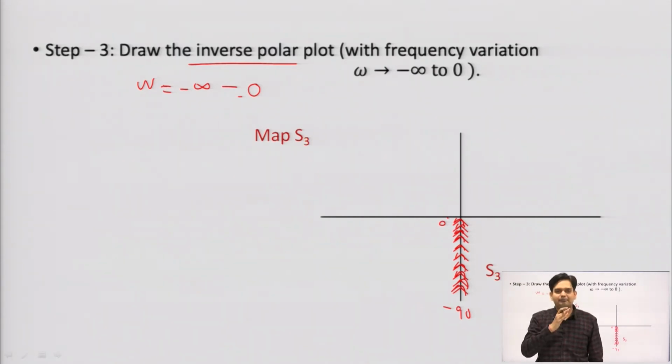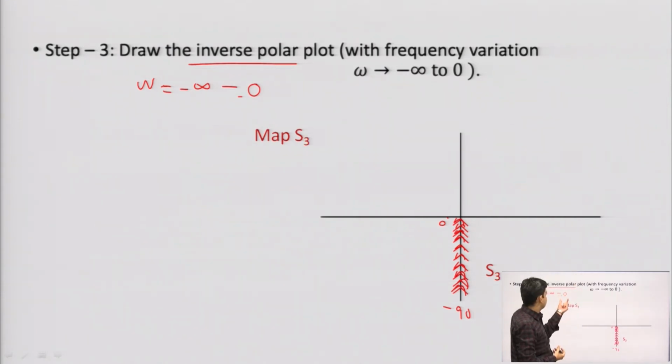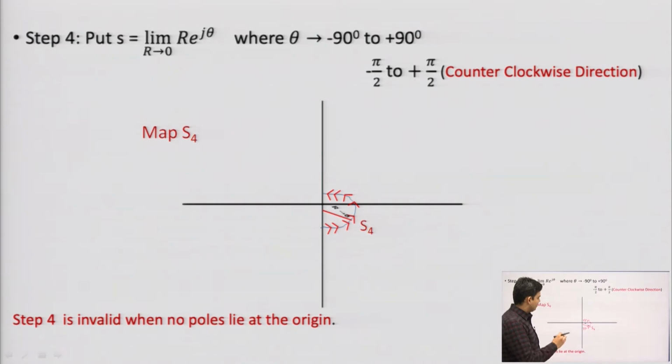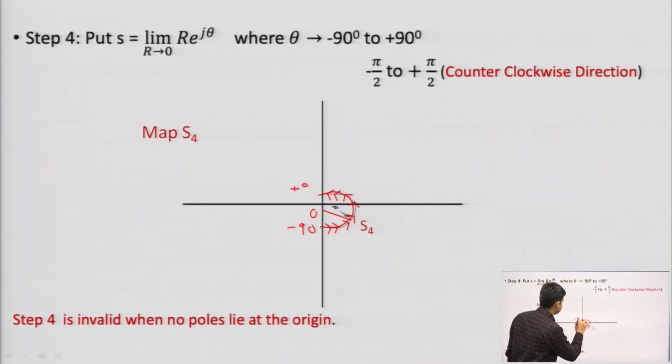and whenever you are doing the map of S1, then the range would be from 0 to plus infinity. Okay. 0 plus or 0 minus, they are equivalent to 0. So, you can take it 0 or 0 minus, it is up to you. It means in the map S3, we need to plot the inverse polar plot with frequency varying from minus infinity to 0. Now, we need to move to step 4. In step 4, we are doing this plot around the origin, and we are moving from minus 90 to plus 90.